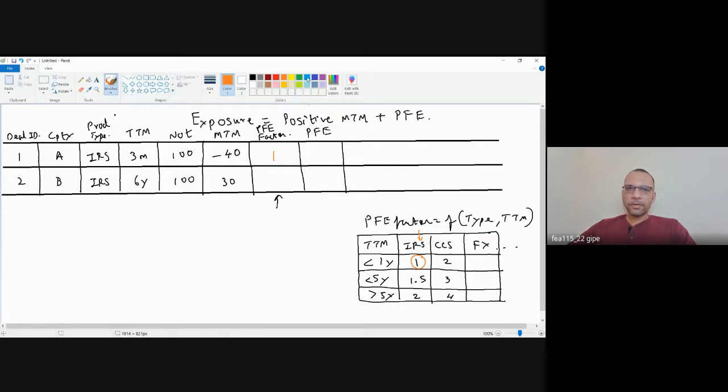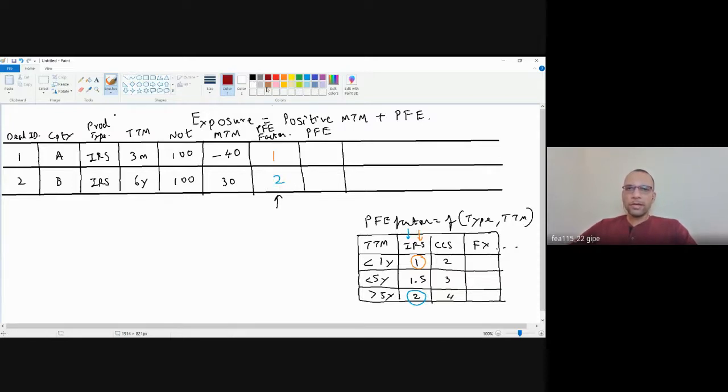Next, I go to my second transaction, again an IRS. It has a time to maturity of 6 years. So again, I stick to IRS and I choose which bucket I'm falling in. I fall in the third bucket, which is greater than 5 years. So my PFE factor becomes 2. So that's how I get a 2 here.